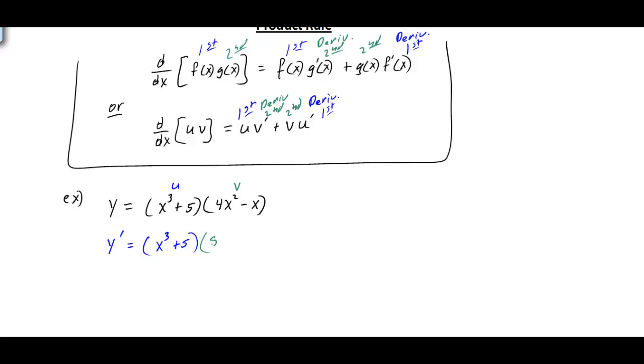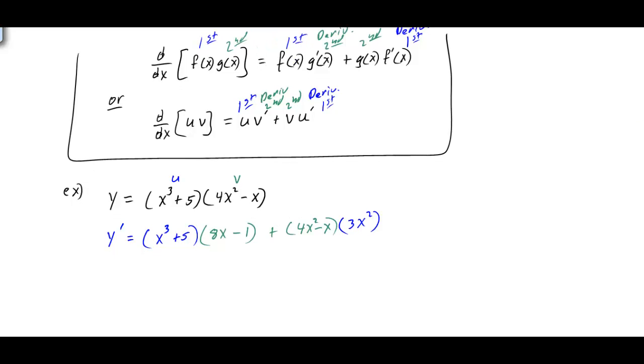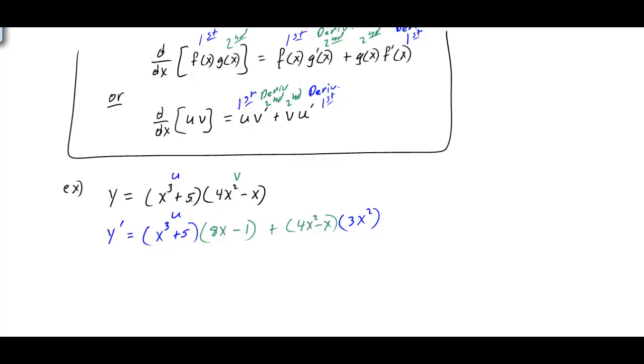So 4x squared becomes 8x, and then the derivative of x would be minus 1. Plus v. So then we're going to write down function v, 4x squared minus x, and that's going to be multiplied by the derivative of u, so that would be 3x squared. And there's your derivative. So here you end up with u times v prime plus v times u prime. An easy way to think of this is first times the derivative of the second, plus the second function multiplied by the derivative of the first.